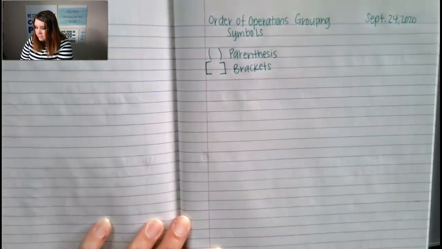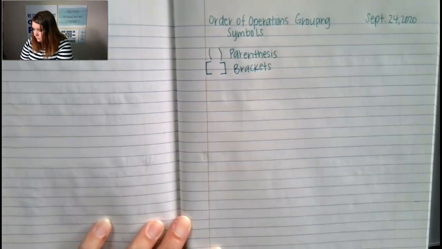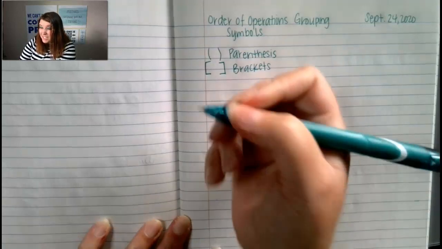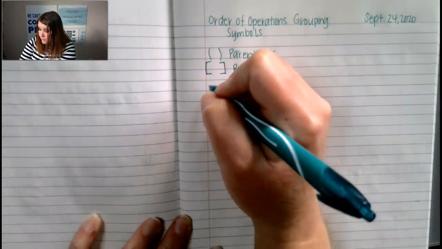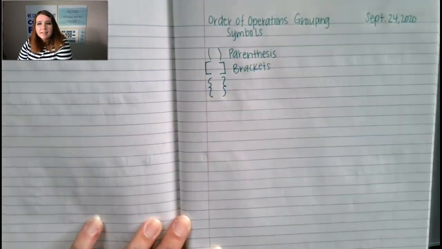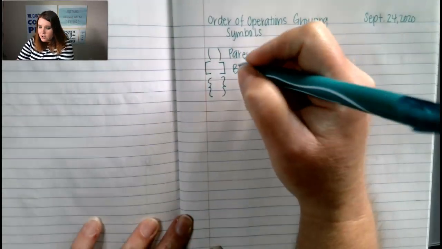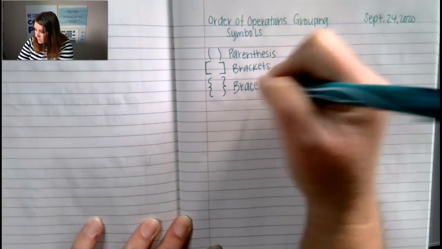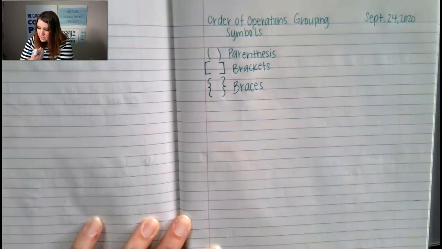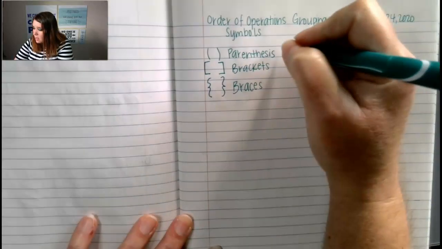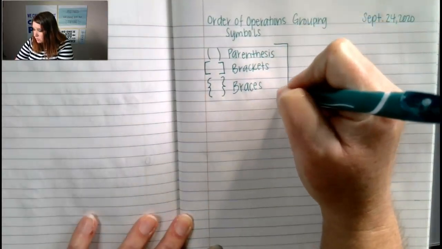They're kind of like a more harsh looking parentheses. And then we have some really fancy looking parentheses that look like these. These ones are called braces. If you turn them on their side, they could look like braces on your teeth, but those ones are called braces.